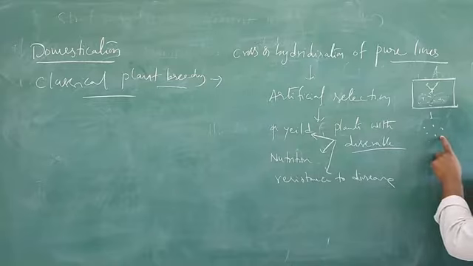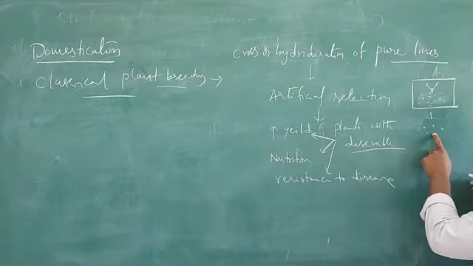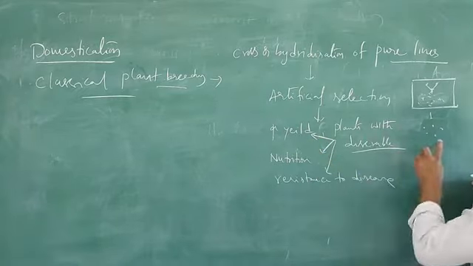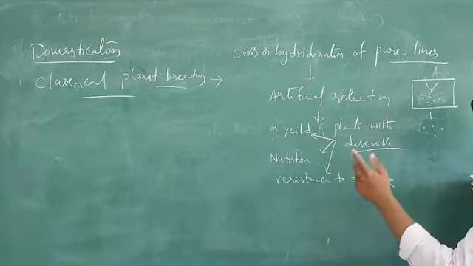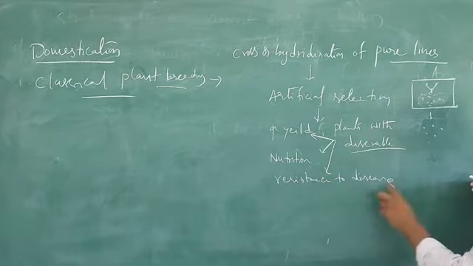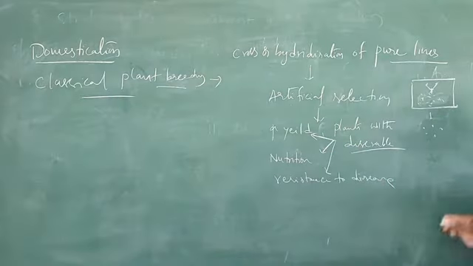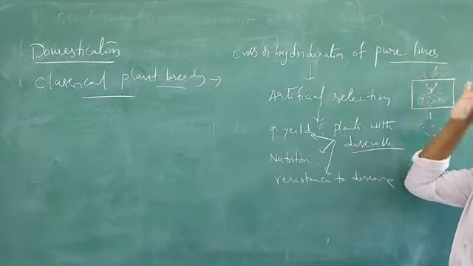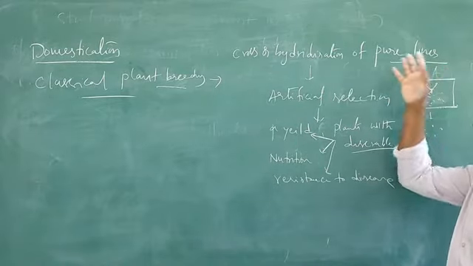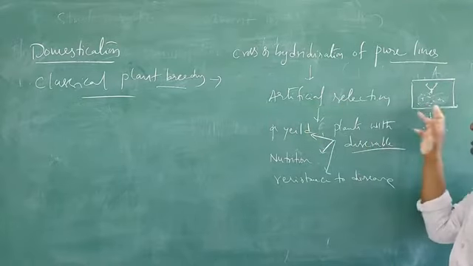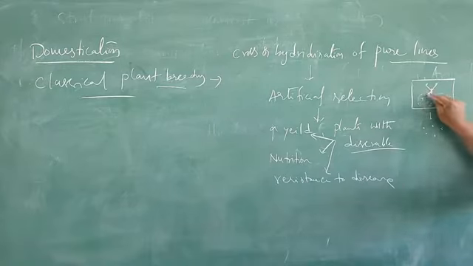Such desirable characters of these plants can be increasing the yield, increasing the nutrition quality or nutrition value, and resistance to disease. Such capabilities are present in such a variety. So once again, classical plant breeding means cross or hybridization of pure lines. Two different varieties are taken, and the hybrids produced are artificially selected.